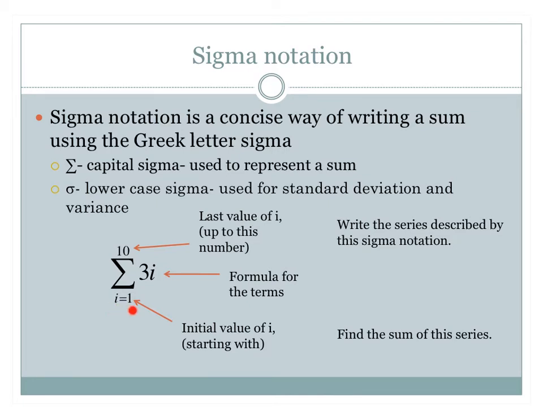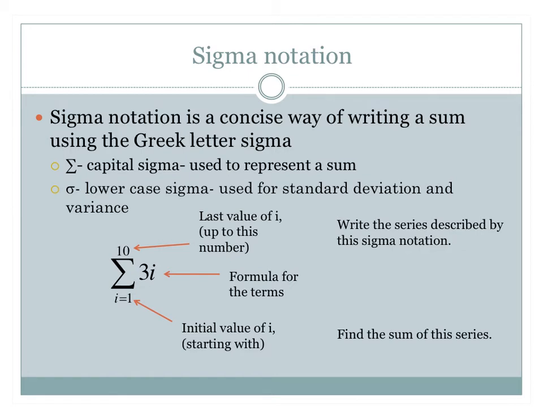Now, the bottom has an initial value, the initial number you're going to start with. It's not always 1, and it doesn't always use the variable I. Sometimes it's K, sometimes it's N. The top is the last value you're going to use. And the formula is right here, this 3I. What this means is I have a series that starts with I equal to 1 and goes up to I equal to 10. And the pattern is 3 times that number I. So we're going to write it all out and find it by hand, and then we'll use the formula.